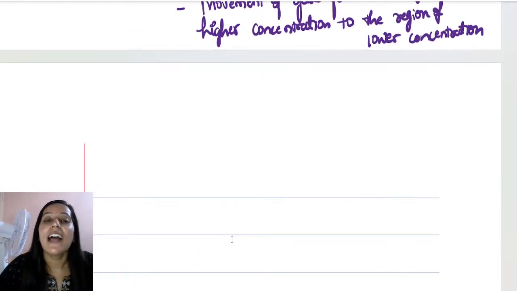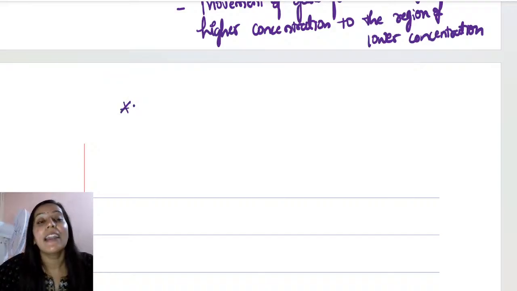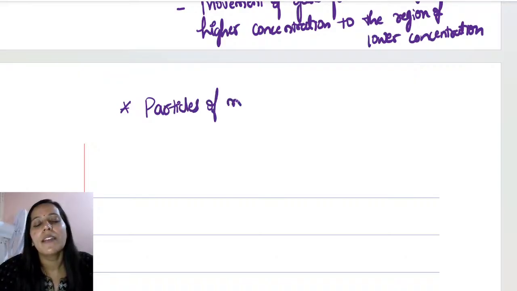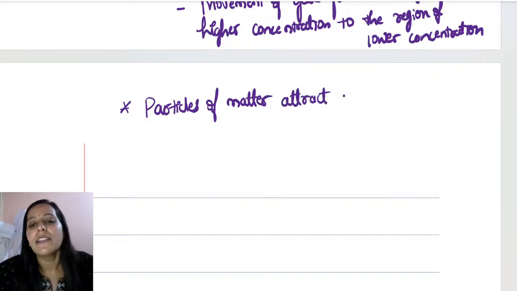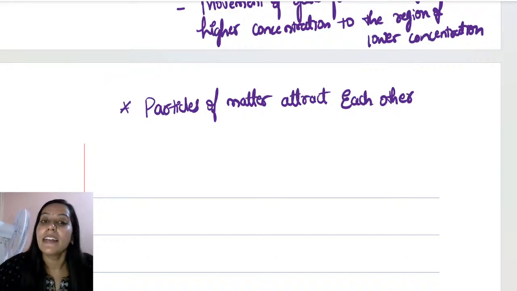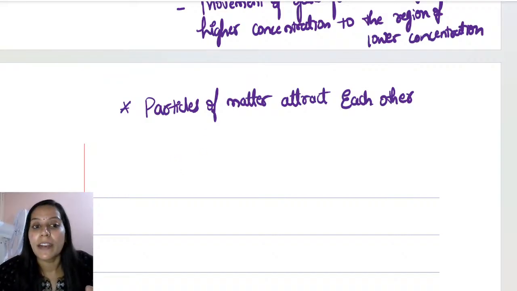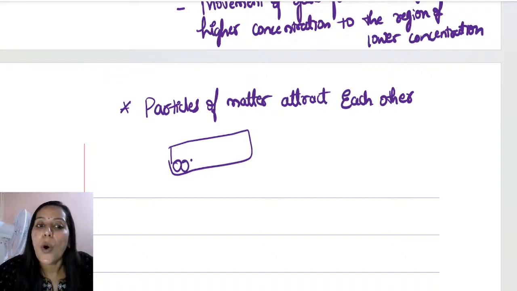Right. The last characteristic of matter is that particles of matter attract each other. So this is the last point. Particles of matter attract each other. Is this clear? Let me give you one example for this. Say, if I talk about a solid, the particles in the solid are closely attracted.